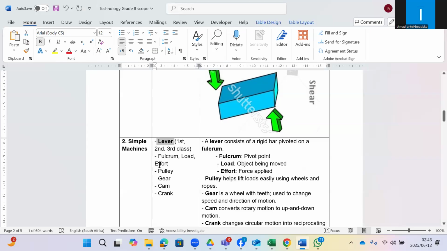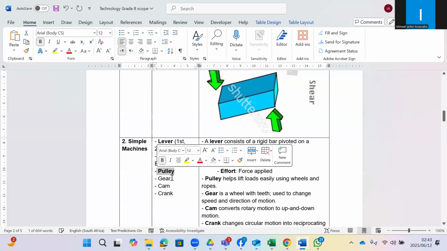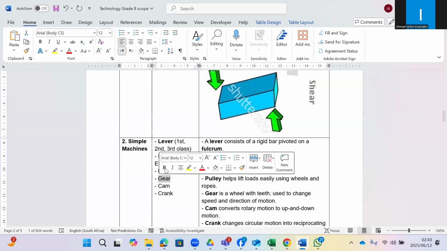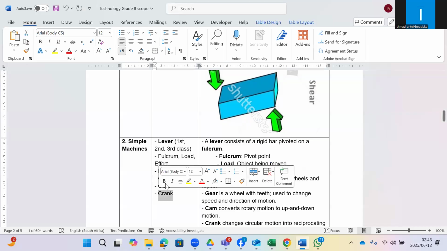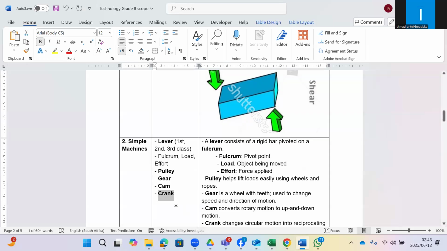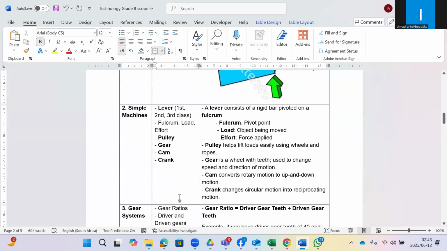Then the second one is pulleys. And then we have the gears, we have the cam, and then the crank. So if you are given a question to list examples or types of simple machines, these are the types of simple machines that as a Grade 8 learner, you must know. Now, let's try to define each one.